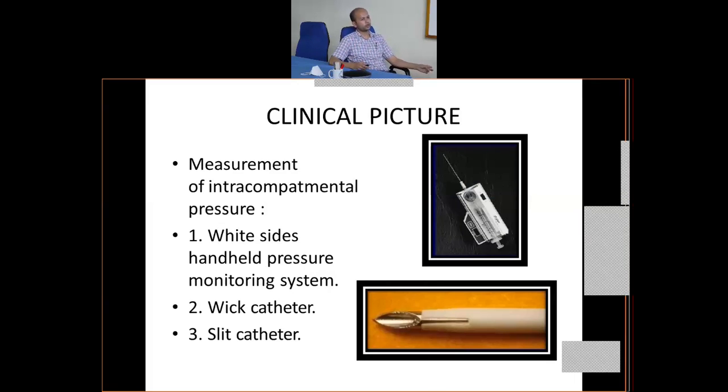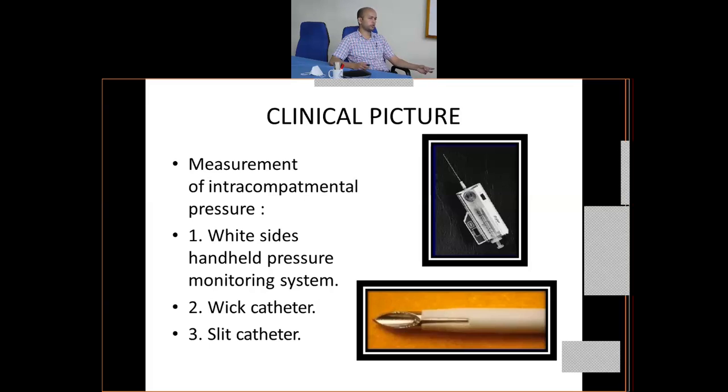Now, measurement of intercompartmental pressure is not available in all institutes. I have not seen this instrument in working condition in my practice so far. Obviously, we were shown it during our post-graduation exams, but those were not in working condition. These are mainly used in Western countries. You put that probe in a particular compartment and it will give you a reading of that compartment.